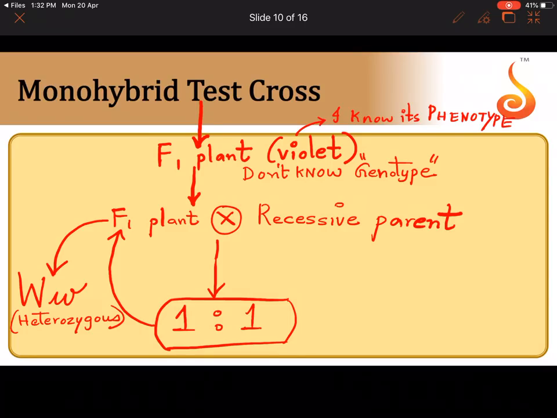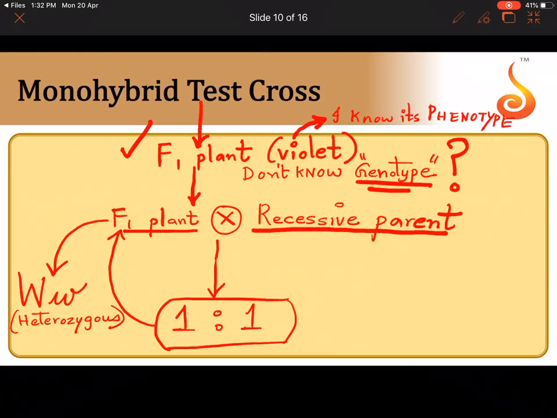So I cross this F1 plant. I know it is violet flowered. I know the phenotype, but there is a big question mark on the genotype. When you write the scheme, obviously you're writing the genotype, but understand that practically you don't know the genotype. That's why I didn't write it here. Have I written capital W, small w here? No, I have not. So assume you don't know the genotype. You take that F1 plant and cross it with its recessive parent. If you get a 1:1 ratio, that means the genotype of the F1 plant is heterozygous, capital W, small w.